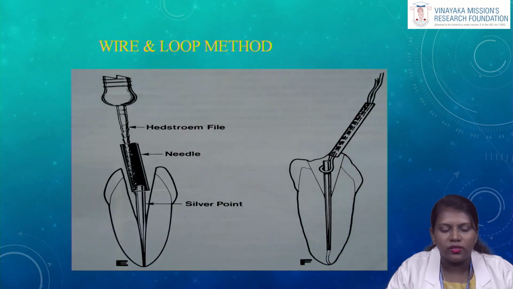Wire and loop method. Here we are using a wire. A needle is placed over here and an H file is used, and this helps in grasping the instrument, and it is rotated in an anticlockwise direction and the instrument is removed. Next one is the loop method. A loop is used and engaged with the instrument, and it is rotated in an anticlockwise direction and the instrument is loosened, and it can be removed directly or using other sorts of pliers.